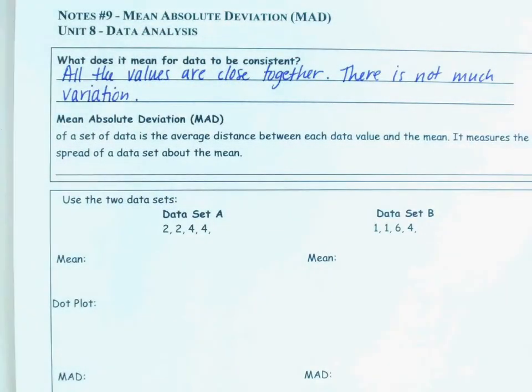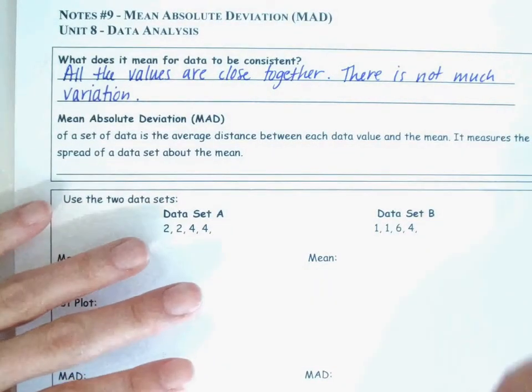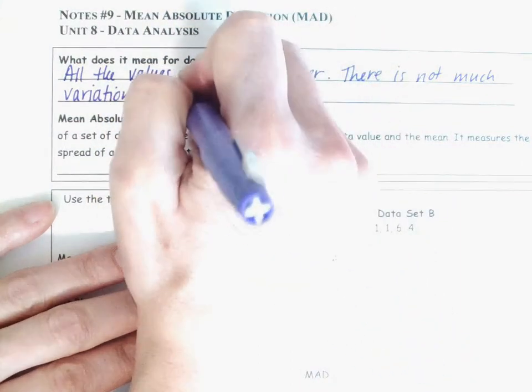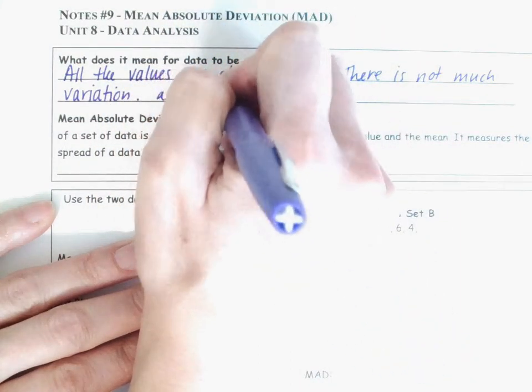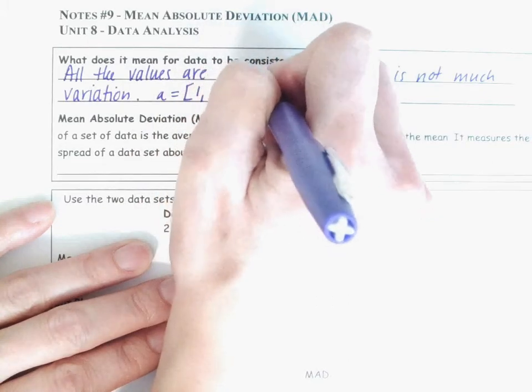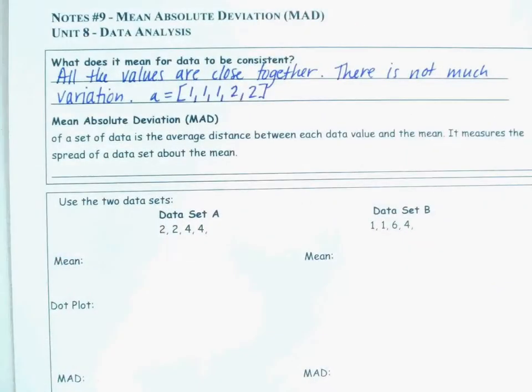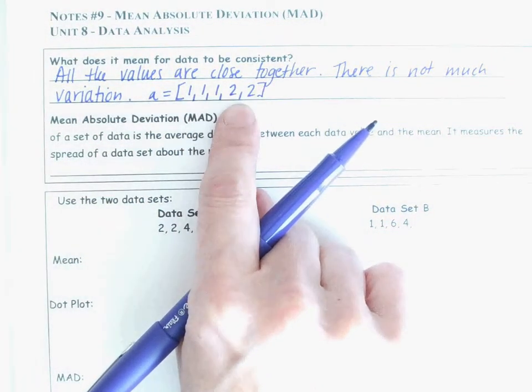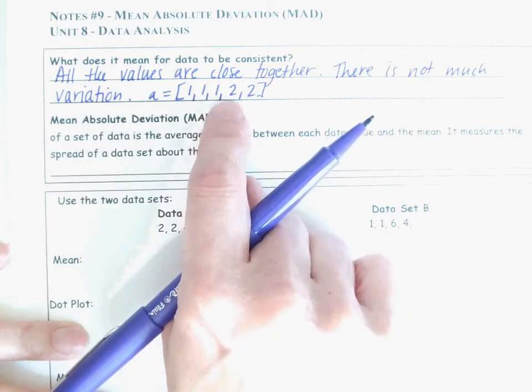So I'm going to give you an example of a set of data where we have consistent data. So I'm going to give you a list. We'll label it as A. We have 1, 1, 1, 2, 2. So here is this list of consistent data, where I have numbers repeating, and they are close together. They're only one away from each other.